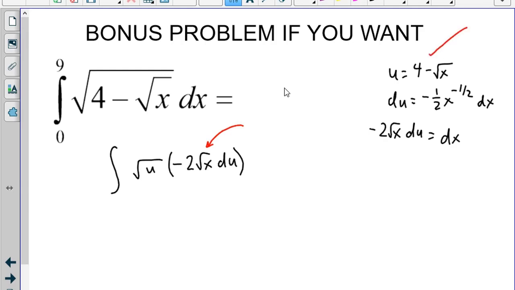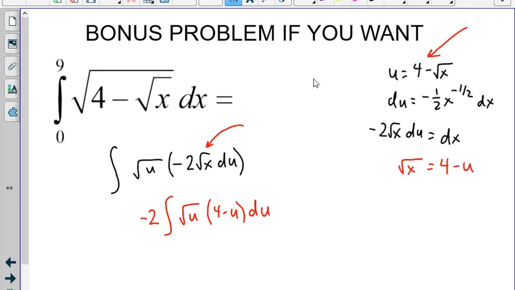If I take a look at what I originally had as u, it was equal to 4 minus root x. So if I rearrange terms, root x is the same thing as 4 minus u. So I can replace this root x with 4 minus u. So I have the integral of root u, and since everything's multiplied together, I'll move that negative 2 to the outside. That'll make it easier. Root u times negative 2 moved to the outside, and then root x is the same thing as 4 minus u.